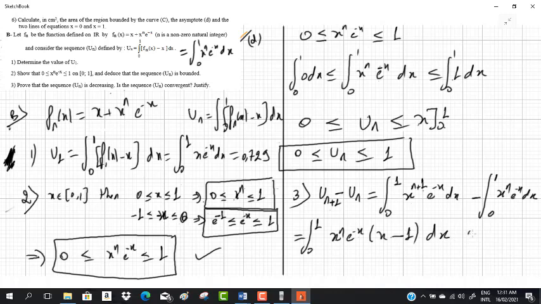Why? Over 0 to 1, the integral from 0 to 1 of x^n is positive, e^(-x) is always positive, and x is less than 1, so x - 1 is less than 0. Positive times positive times negative is negative, so u_(n+1) minus u_n is less than 0 and the sequence u_n is decreasing.